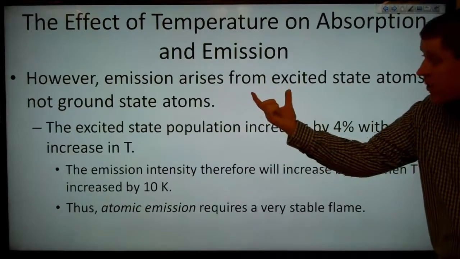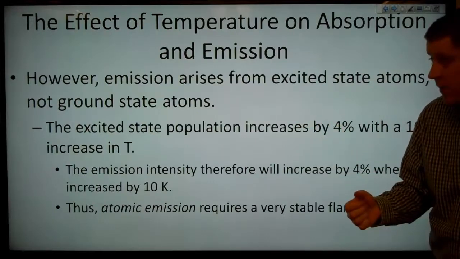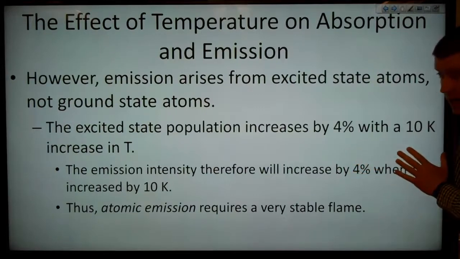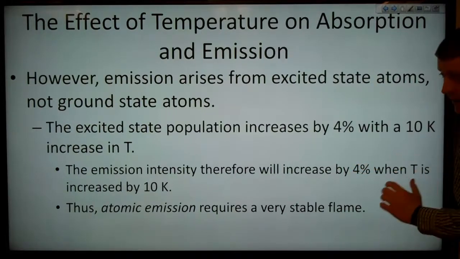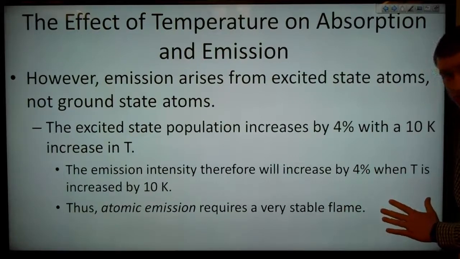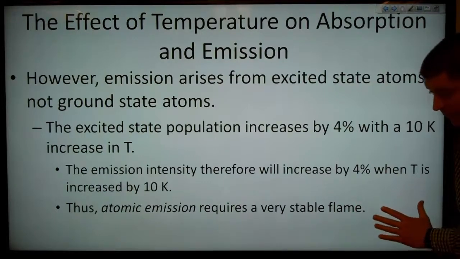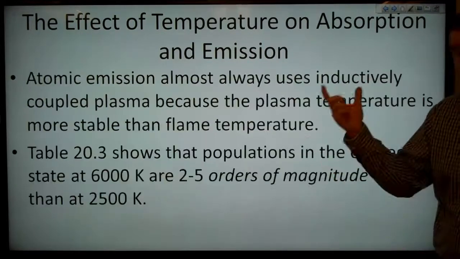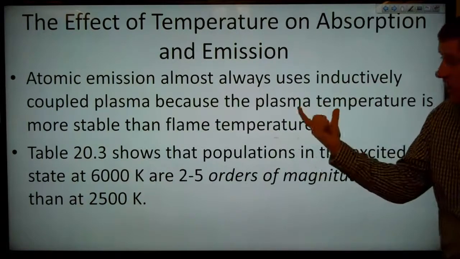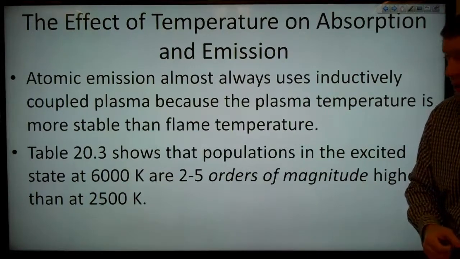But the emission is arising from the excited state atoms, not from our ground state atoms. Which means that the excited state population is increasing by 4% with a 10 K increase in temperature, and that means that the emission intensity will therefore increase by 4% when the temperature is increased by 10 K, at least at 2600. And this means that atomic emission requires a very stable flame. And this is why atomic emission almost always uses inductively coupled plasma for atomization, because the plasma temperature is much more stable than the flame temperature is.